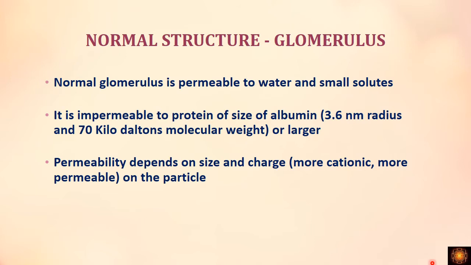Now, with all these structures, the glomerulus is permeable to water and only small solutes. Solutes larger than albumin are not filtered out, so they should be less than the size of albumin. The filtration also depends upon the charge of the molecule. The more cationic they are, the more permeable, because the basement membrane has an anionic component, so if the particles are cationic, they are filtered more easily.